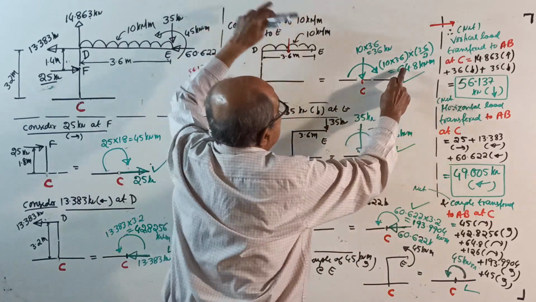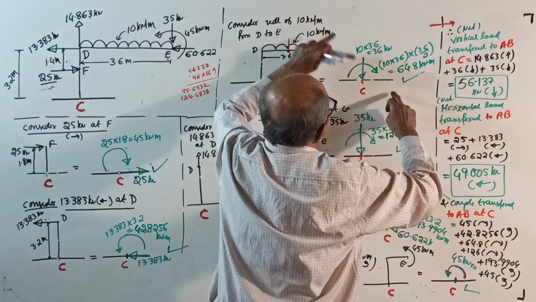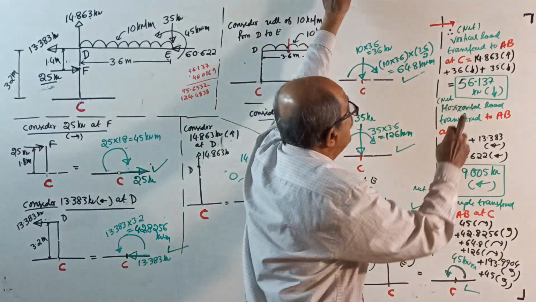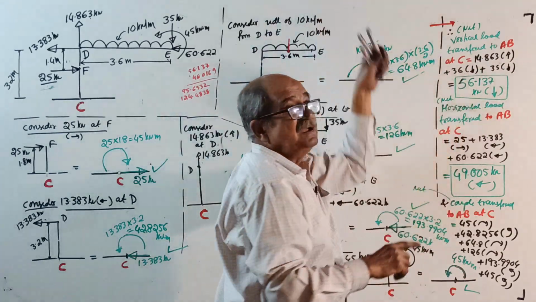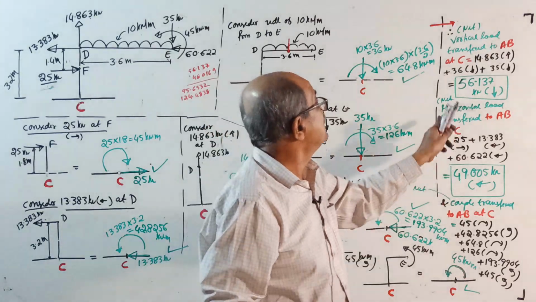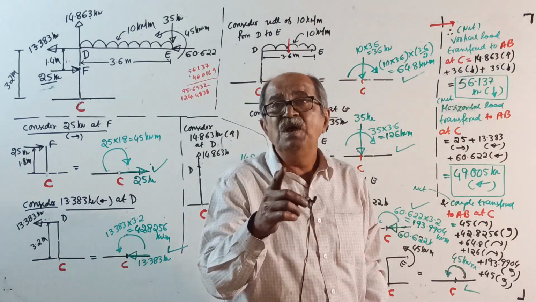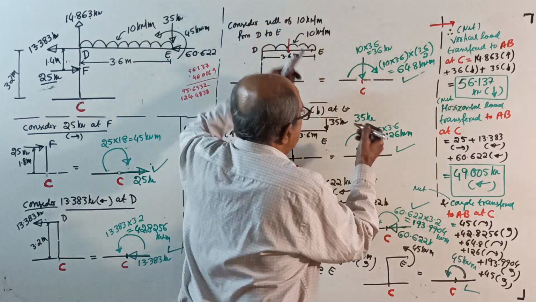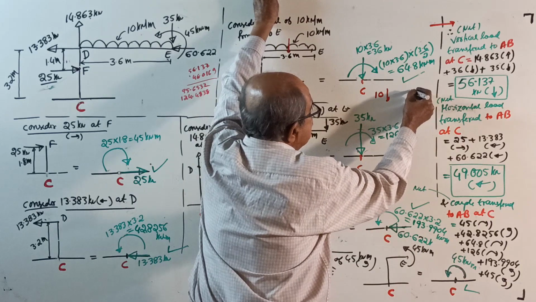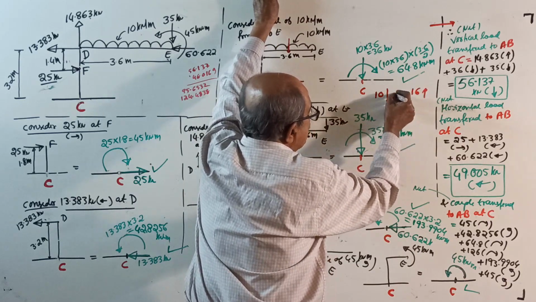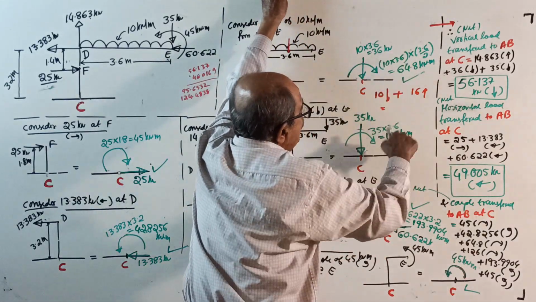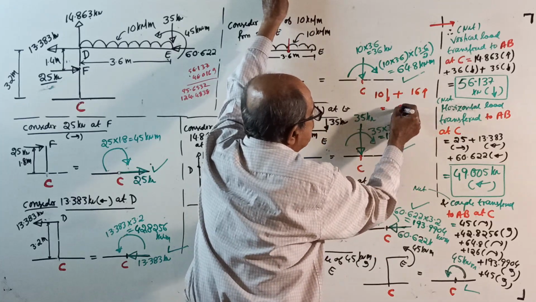Then 36 down. See, some people will tell, sir, that is upward, so put plus. No, this is not a plus-minus sign convention. It is called a vector. When you write something with the vector sign, you should always write plus. For example, suppose you have 10 down and 16 up. You should write 10 down plus 16 up. But the answer is 10 down, 16 up is 6 up, that way.